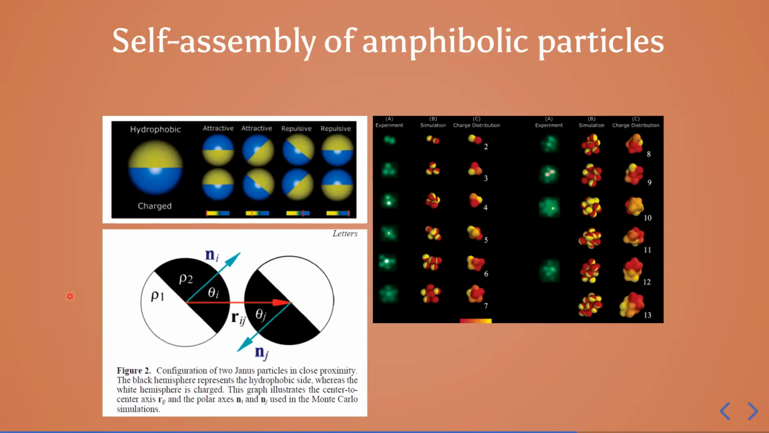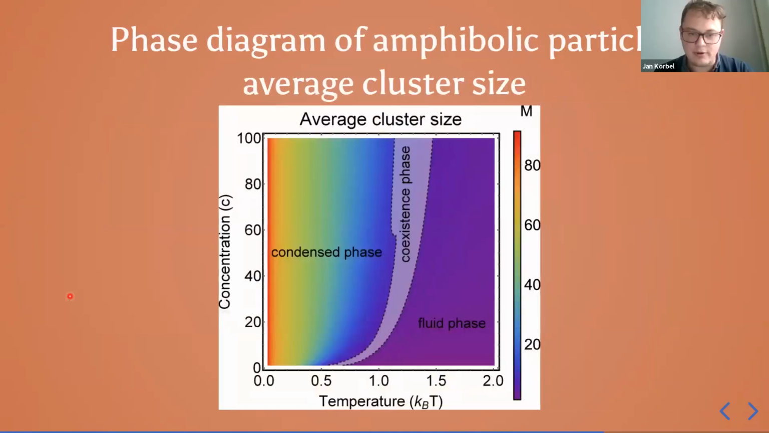Thanks a lot. This I can show you on the next diagram. What you really calculate is the average cluster size. Here we have 100 particles, and depending on the temperature and concentration, they make some clusters, or molecules if you want. Then you calculate the average cluster size, and you see that here you can observe three phases.